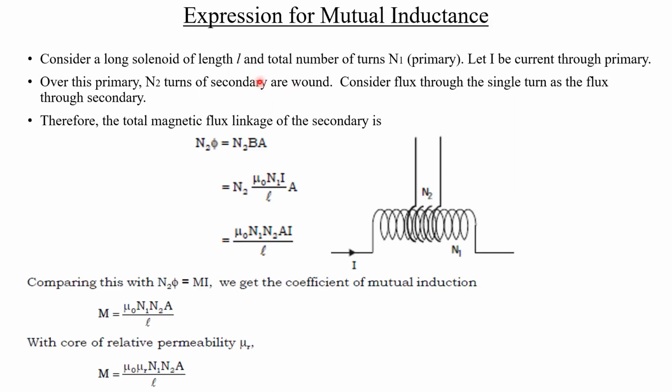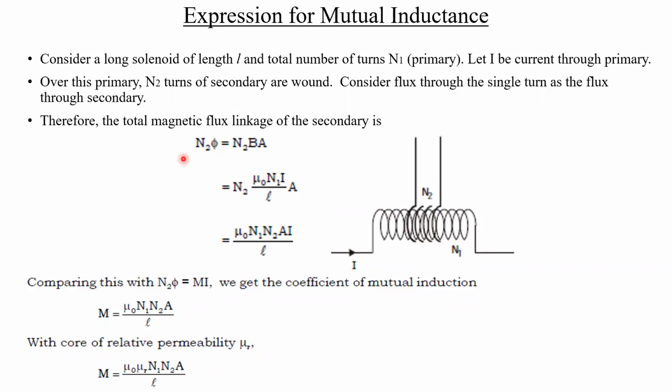So let us look at the figure here. Consider a long solenoid of length L. This is the first solenoid. The length of the solenoid is L, and it contains N1 primary turns. Now we have another solenoid wound over it so that the flux linking will be more. Let it have N2 turns. Consider the flux through a single turn as the flux through the secondary.